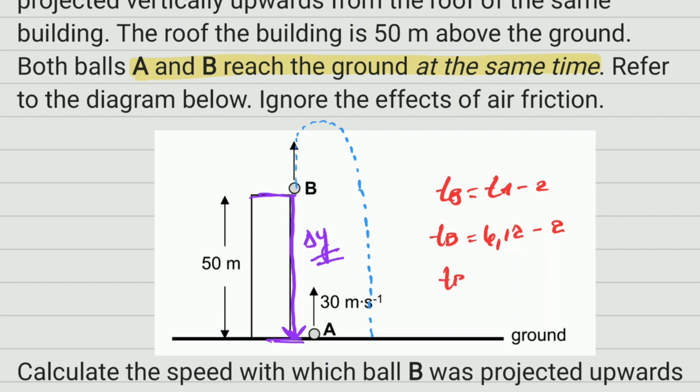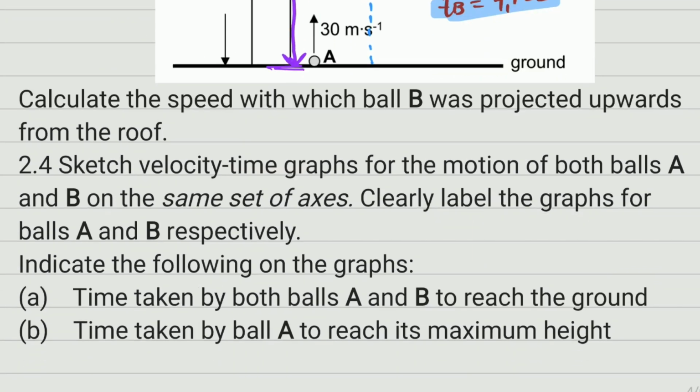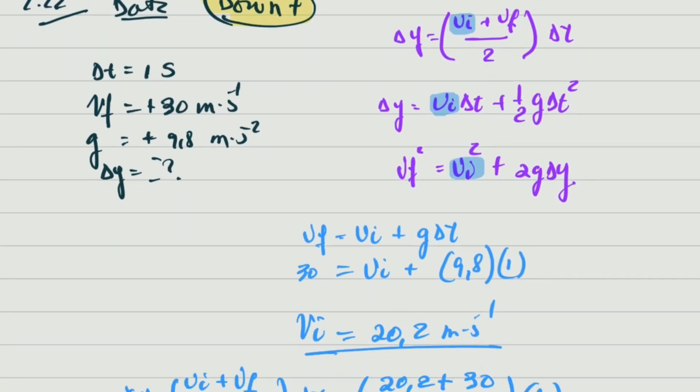So time B, in other words, the time that ball B will be in the air, will be equal to 4,12 seconds. So this is important to have in mind. The time that they reach the ground is the same, but the time of ball B is going to be 2 seconds less because it was thrown 2 seconds after ball A. Okay, so saying that, the rest of the work will be the same. The rest of the calculation will be not that bad.